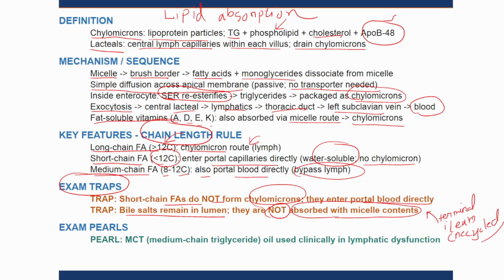Now let's conclude with the highest yield examples for your exam. As established in our previous canvas, the unique absorption profile of medium chain triglycerides, or MCT, is exploited clinically because they completely bypass chylomicron formation and lacteal entry. They're used as a primary caloric source for patients suffering from severe lymphatic dysfunction or chylomicron packaging disorders.